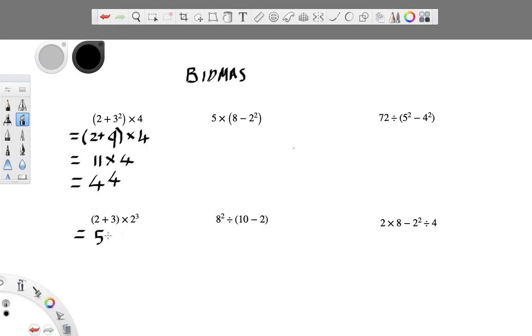And then we're timesing that by 2 cubed. So we'll leave that as it is because we haven't done anything with the multiplication or 2 cubed yet. Okay, so we move across, and the indices is the next part. So we have 2 cubed here, which we need to work out. So we'll leave the 5 and the multiplication because we're not doing anything with that yet. So 2 cubed is 2 times 2, which is 4, times 2 again, which is 8. So now we've done the index. Is there a division? There's not. Is there a multiplication? There is, which is 5 times 8, and 5 times 8, which is 40.